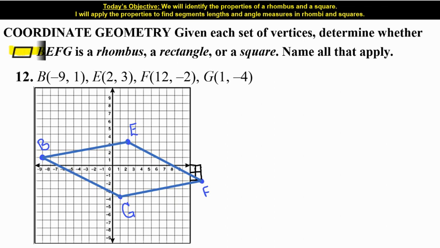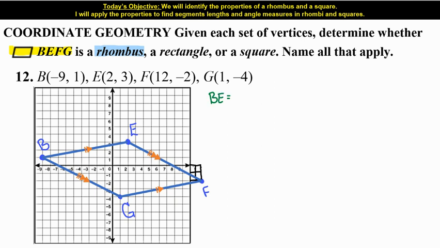Once we have them graphed, we want to remember that we are told that we have a parallelogram. So I know those four properties. My opposite sides are parallel and congruent. My opposite angles are congruent. My same side angles are supplementary. And my diagonals bisect each other will all be true for this figure. When I'm determining if this is a rhombus, I really just need to know, are my four sides congruent? I know opposite sides are congruent, but are all four congruent?